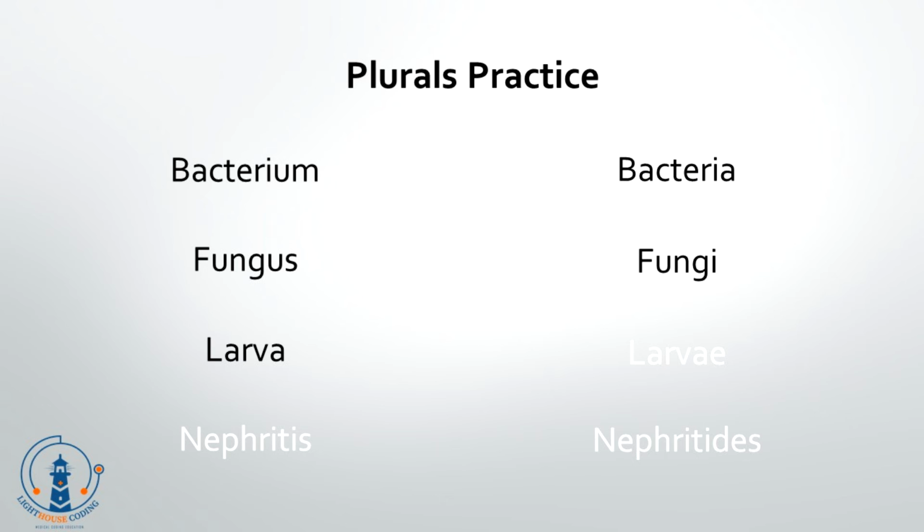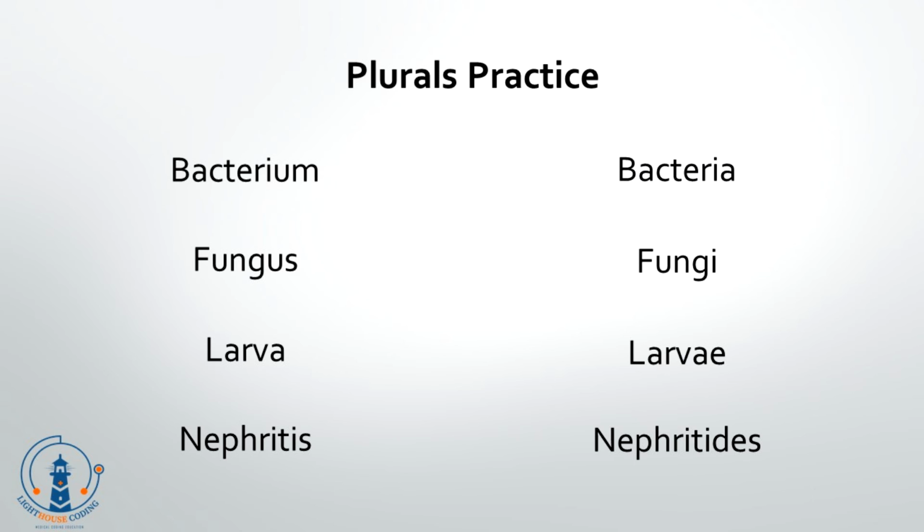Larva. Larva becomes larvae. When a word ends in A, we add an E. And the final word is nephritis. Nephritis becomes nephritides. When a word ends in ITIS, it becomes ITIDES. Notice the pronunciation of these terms. It's important that you learn correct pronunciation as you will be interacting with other healthcare professionals. By pronouncing the terms properly, there is less room for misunderstanding. See the student handouts for a handy reference to help you understand the rules of pluralization in medical terminology.